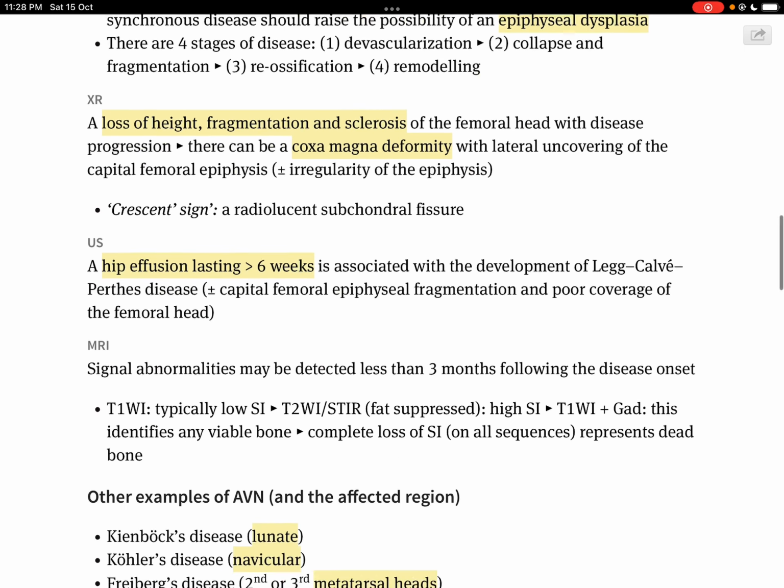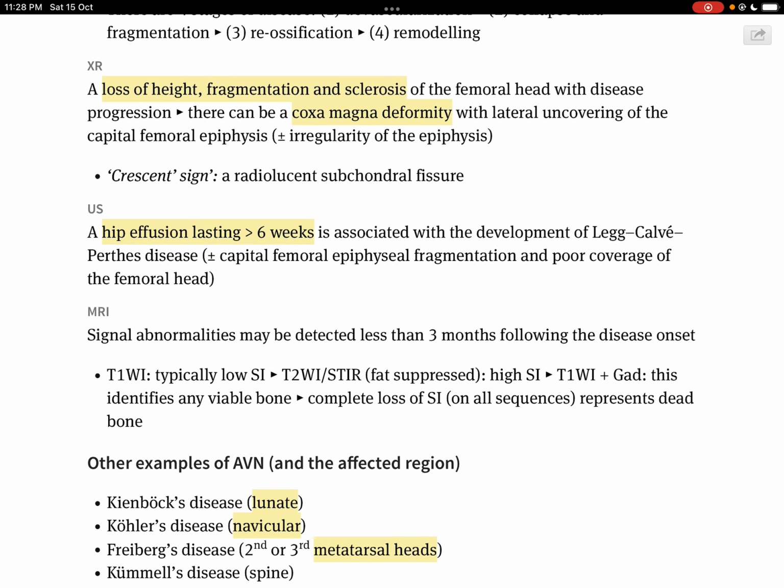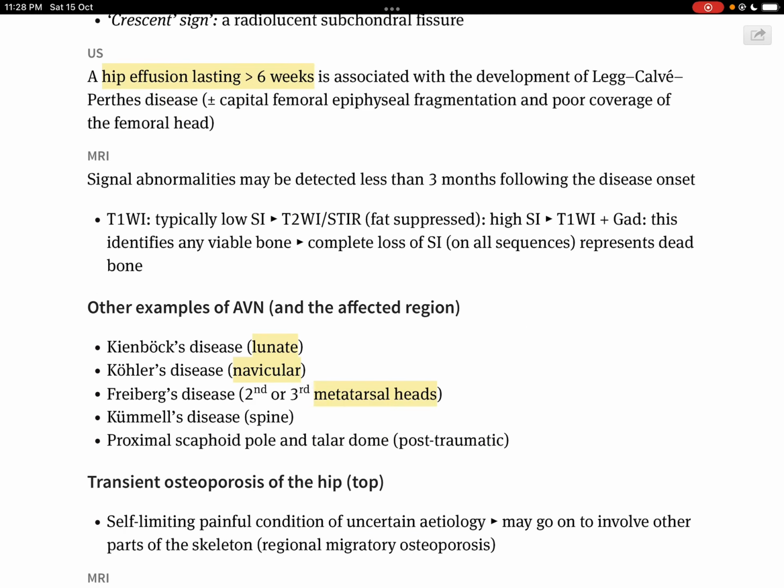On ultrasound, a hip effusion lasting more than 6 weeks is associated with development of Legg-Calvé-Perthes disease, with or without capital femoral epiphyseal fragmentation and poor coverage of the femoral head. On MRI, signal abnormalities may be detected less than 3 months following disease onset. On T1 weighted imaging, typically low signal intensity. On T2 or STIR fat suppressed images, high signal intensity. Contrast identifies any viable bone. Complete loss of signal intensity represents dead bone.